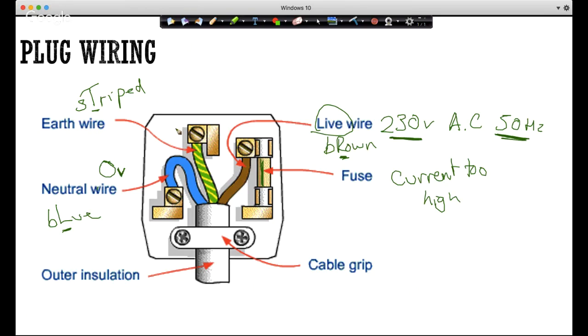The earth wire we're going to look at in a minute, but the earth wire is to protect you from electrocution should your live wire come loose. Okay, structure of the plug, how this is designed to work well. We've got plastic on the outer insulation, that's to prevent electrocution because it's an insulator. We've got brass pins because they're really strong. You don't want to trip on your cable and have the live wire come loose and hurt someone. So we've got brass pins because they're good conductors of electricity and they're strong.